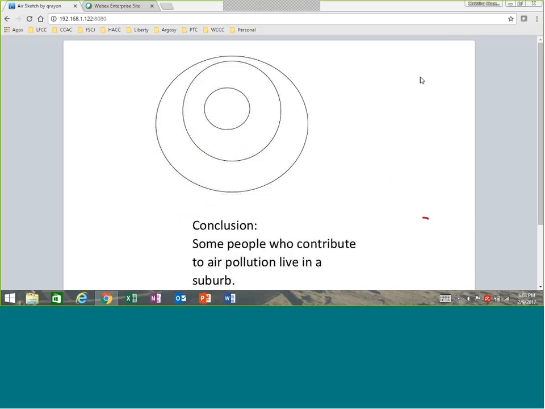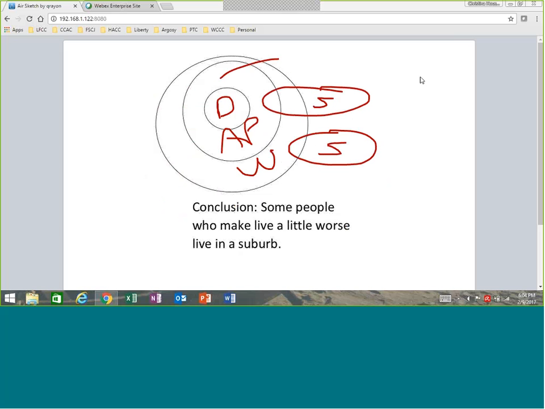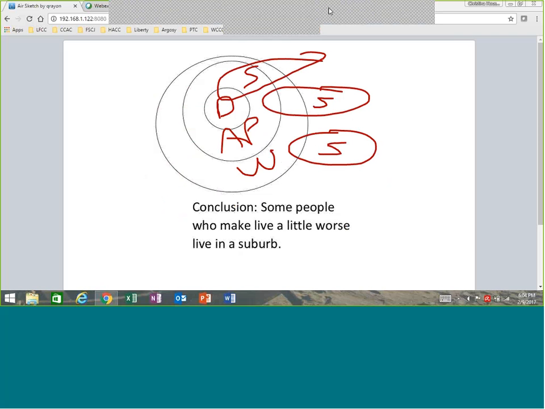Okay, I think you guys are getting the hang of it. Here's drive, air pollution, makes life worse. Suburb, suburb, suburb. Some people who make life a little worse live in a suburb. What do you think for that one? Some people who make life a little worse live in a suburb.